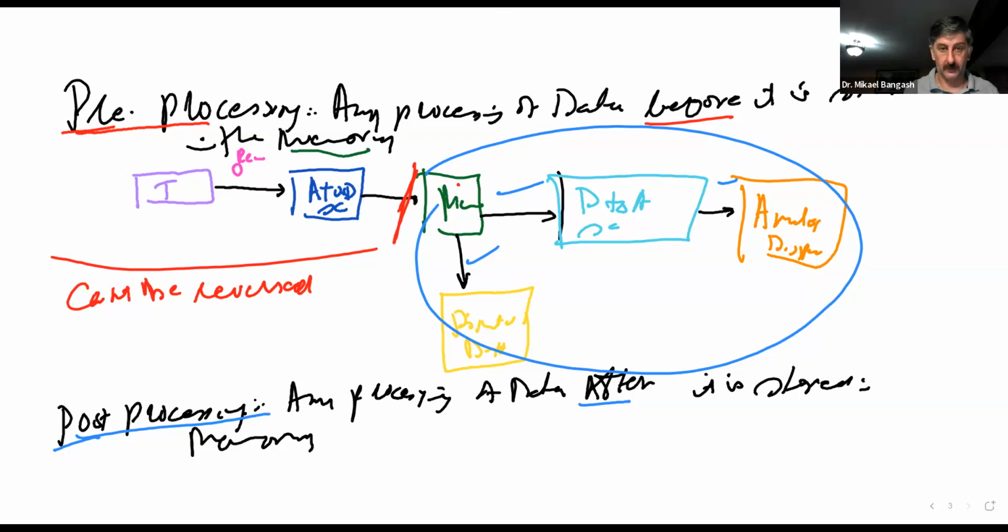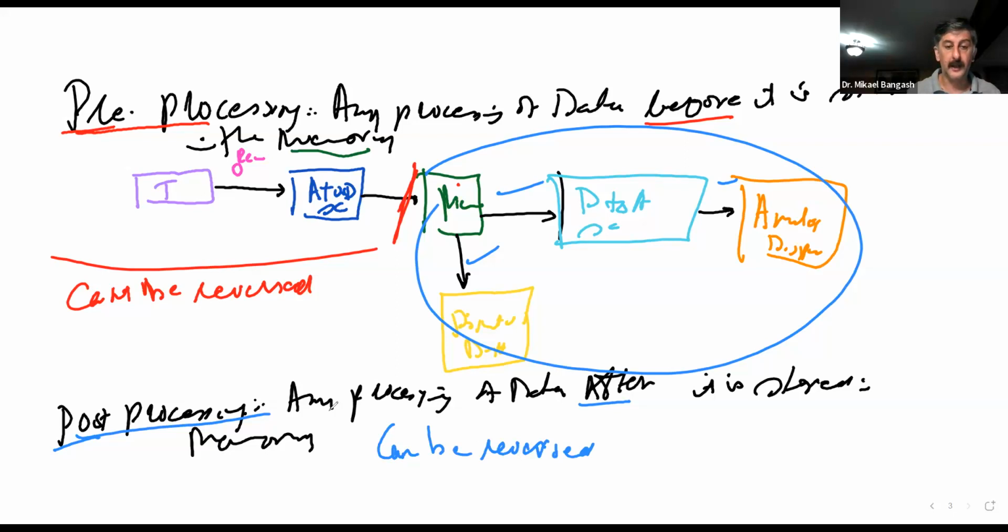Whereas post-processing is altering or changing the data that is already stored. Well, yes, that can be reversed. Clear? That can be reversed. You can actually undo it. You can undo the processing or post-processing.